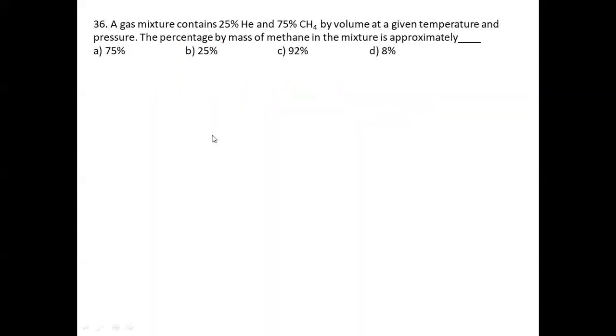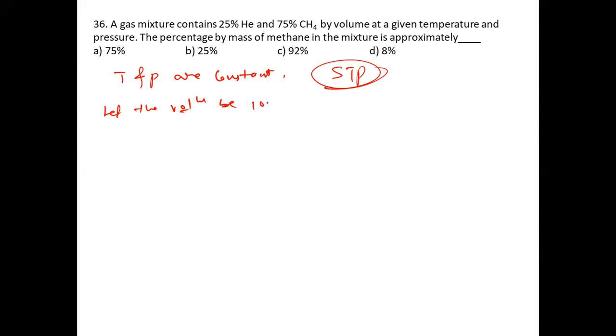NH2 minus. 36. A gas mixture contains 25% helium and 75% methane by volume at a given temperature and pressure. The percentage by mass of methane in the mixture is approximately. Let me consider. Here they have mentioned that temperature and pressure are constant, T and P are constant. So we can assume it to be STP condition, standard temperature and pressure. So let the volume be 100 liters. And can we calculate moles of helium and moles of CH4?